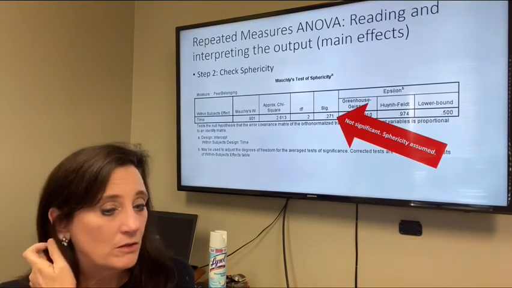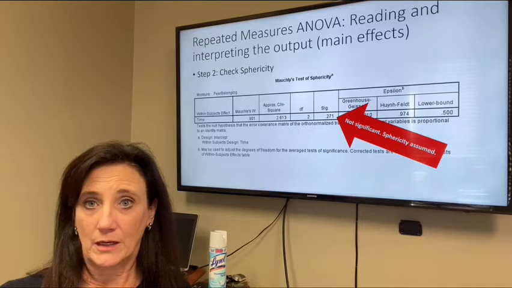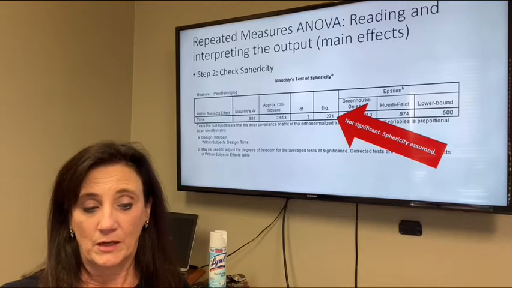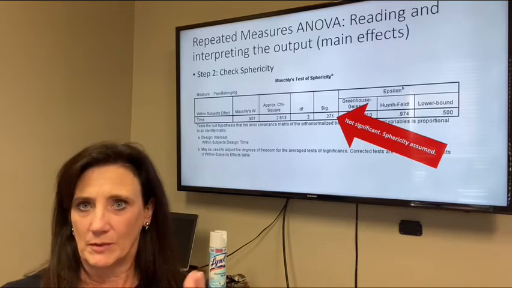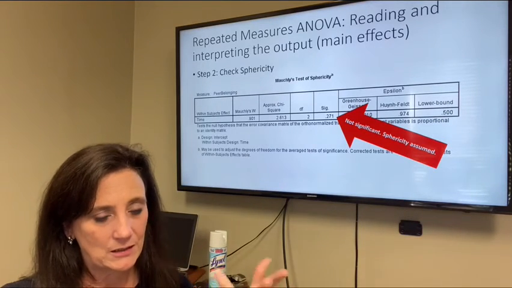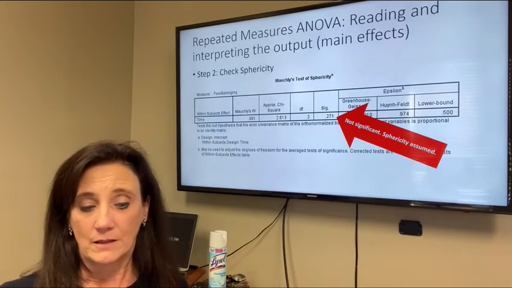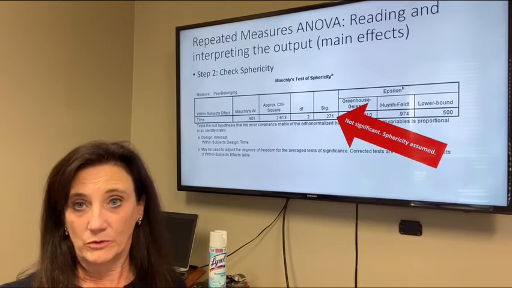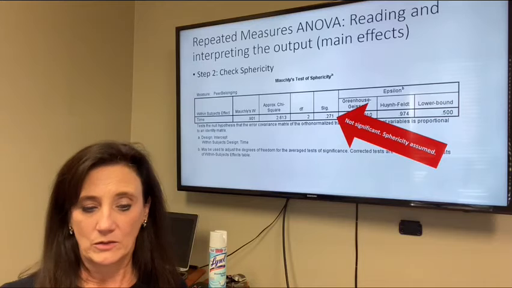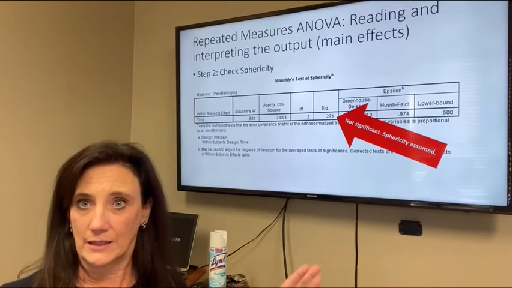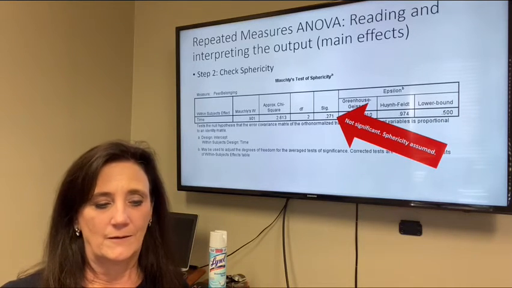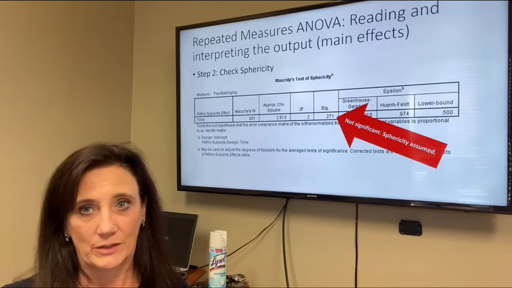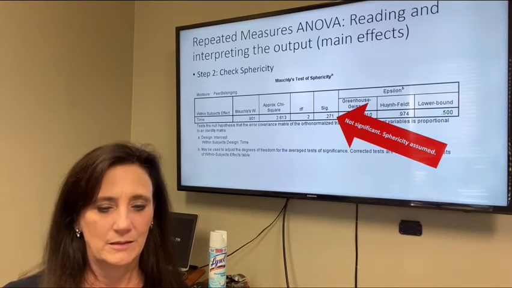Okay, so let's look at our results. Well, first we need to look at Mauchly's test of sphericity. Remember, that's the homogeneity of variance equivalent. It's not significant, so p equals 0.271. That's good. Sphericity, or variance among the time points, is assumed. Equal variance among the time points is assumed.